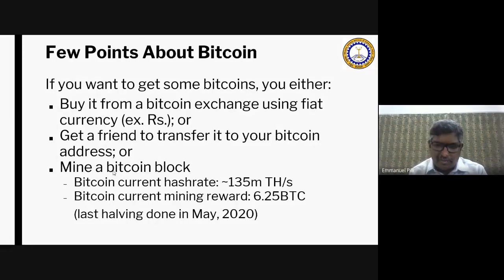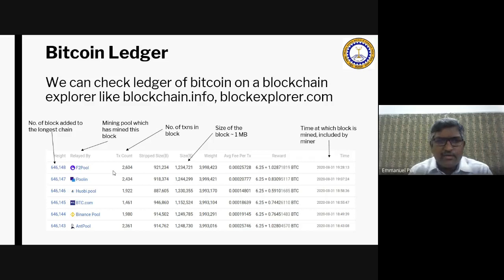Earlier, it was 50. 50 became 25. 25 became 12.5. 12.5 has now become 6.25. Every 2-3 years, I think this amount will be reduced. Next, it will be 3.125 Bitcoins you will get. So if you look at it, it is a huge amount of money, because about $4,000 is the amount presently for one Bitcoin. So if you look at six Bitcoins per $25,000, that's huge money for every block. So this is how it looks like.